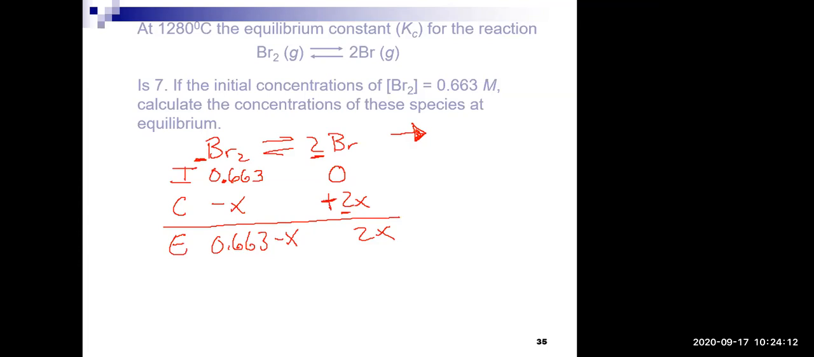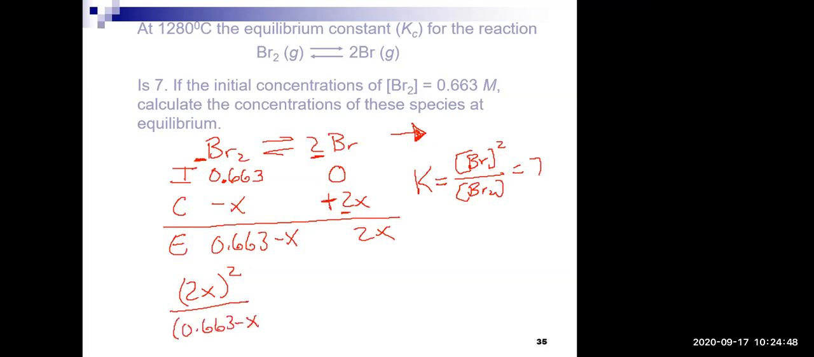So now when we look at it, we can write our equilibrium expression. Our K would equal the concentration of Br squared divided by Br2, and that will equal 7. So what we're going to do is basically take our equilibrium values and pop them into our expression here. When we do that, we get 2x, which is our product, squared, divided by 0.663 minus x, is equal to 7.